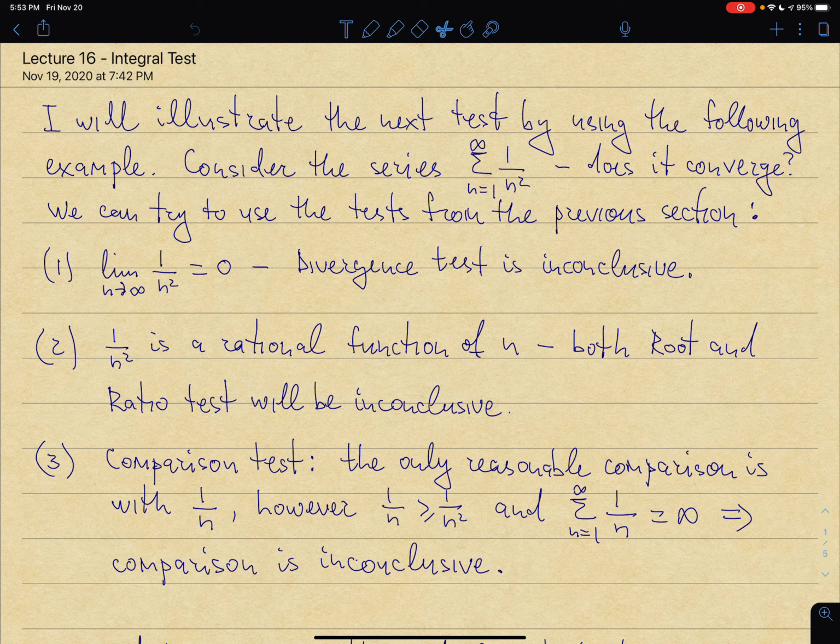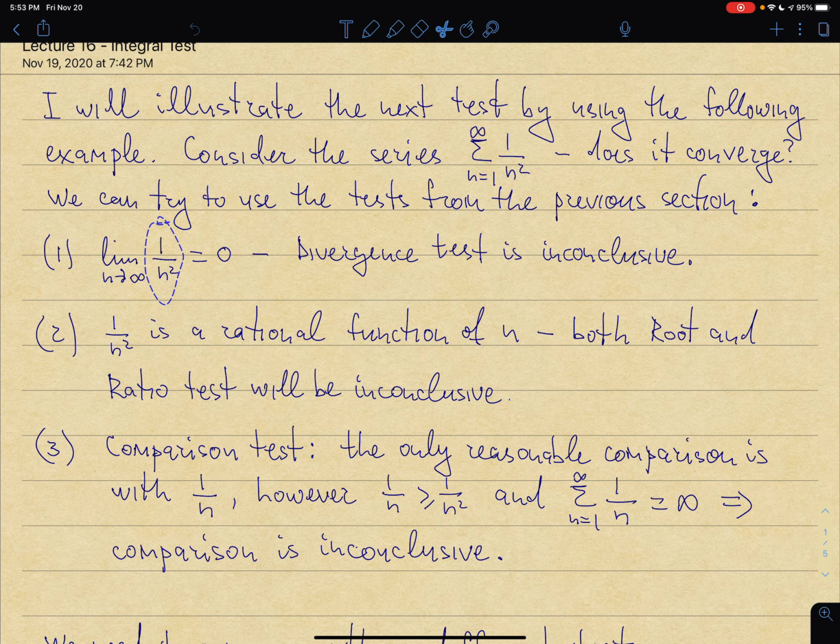So the easiest test was the test for divergence, where you take the function, 1 over n squared in this case, and you take a limit when n goes to infinity. If the limit is 0, then you cannot really say anything. If the limit is not 0, then it means that the series does not converge. So in this case, the limit of 1 over n squared actually is 0, so the divergence test really is not going to tell you anything.